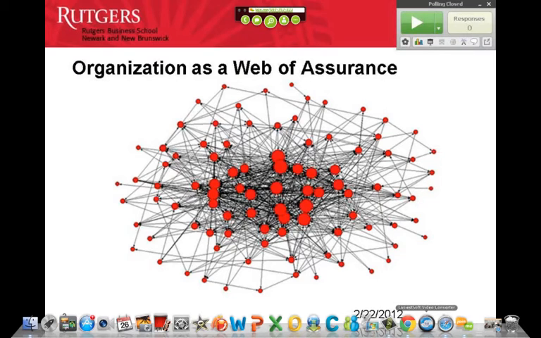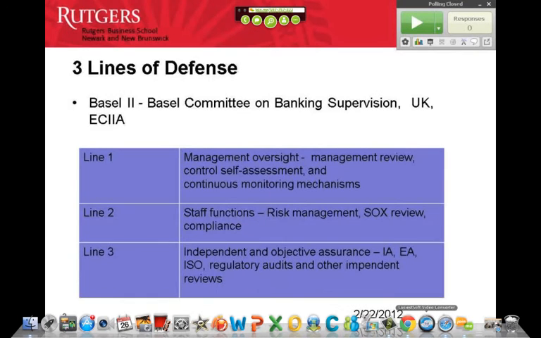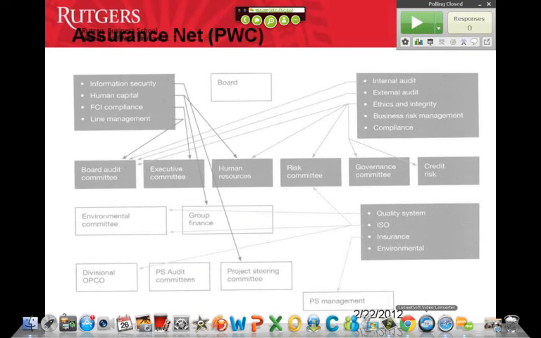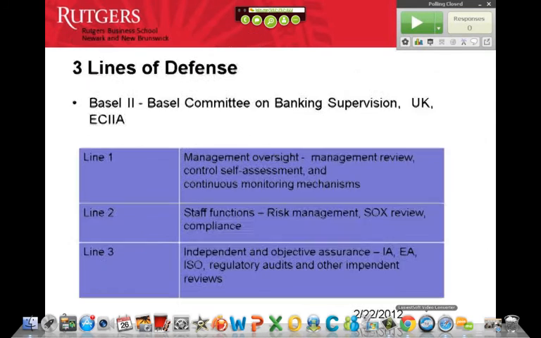Say you are doing Sarbanes-Oxley, you are doing Basel, you are doing internal controls, you're doing internal audit. You put them together in a web of assurance. And actually, this is not very easy to see. This is actually PwC's view of this, 2012.